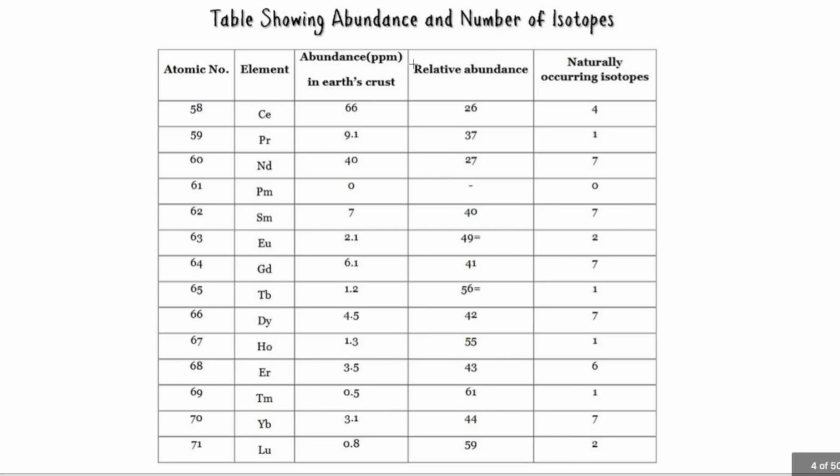Now let's talk about the abundance and the number of isotopes which they have. These are the different lanthanides which you can see right now on your screen, and these are their abundances in the earth's crust, their relative abundance, and their naturally occurring isotopes. At the end of this video, I'll give you more detailed tables which will show you a lot more information than these. So for now, just hold on with me.